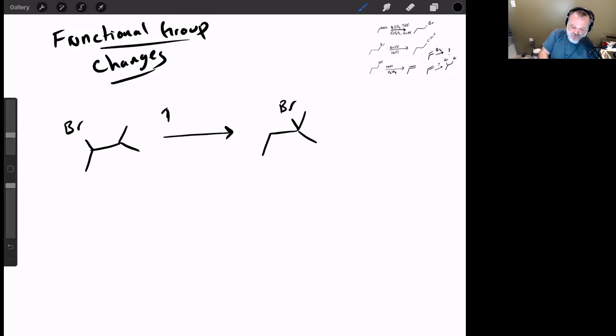Can I do it in one step? Well, the answer to that question is no, I can't do it in one step, because I don't know any reactions that in one step move a bromide from one position to another. So this should give me an indication that it's going to take me more than one step to accomplish the transformation. And this is where I'd like to introduce, again, this idea of retrosynthetic analysis.